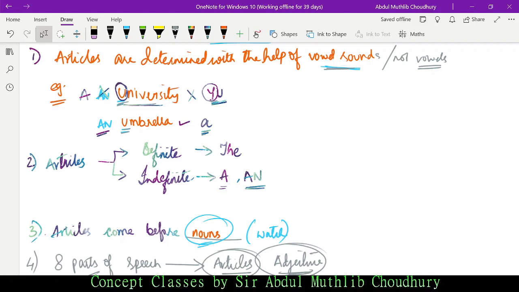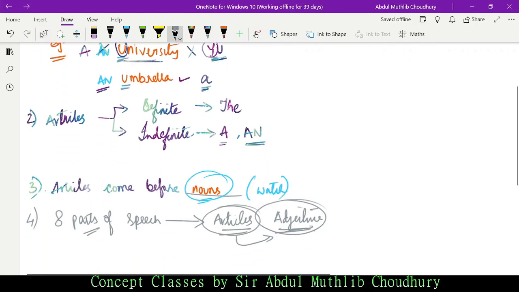In case of any doubt, you can either WhatsApp me or you can make a comment down below. I shall try to respond to it at the earliest. Articles again are definite and indefinite. Definite article is the and indefinite means a, an. Articles come before nouns. What are nouns? I have already made a video on this, kindly watch that.